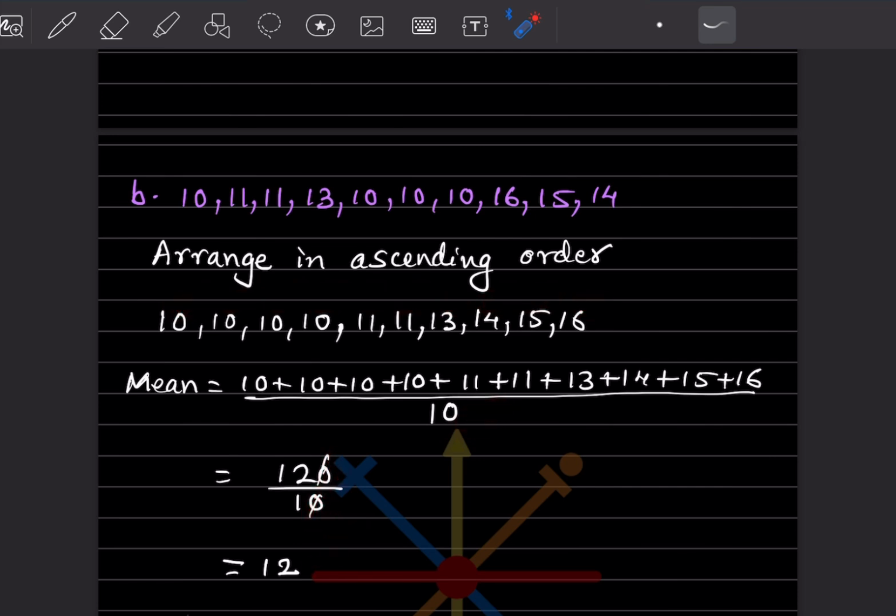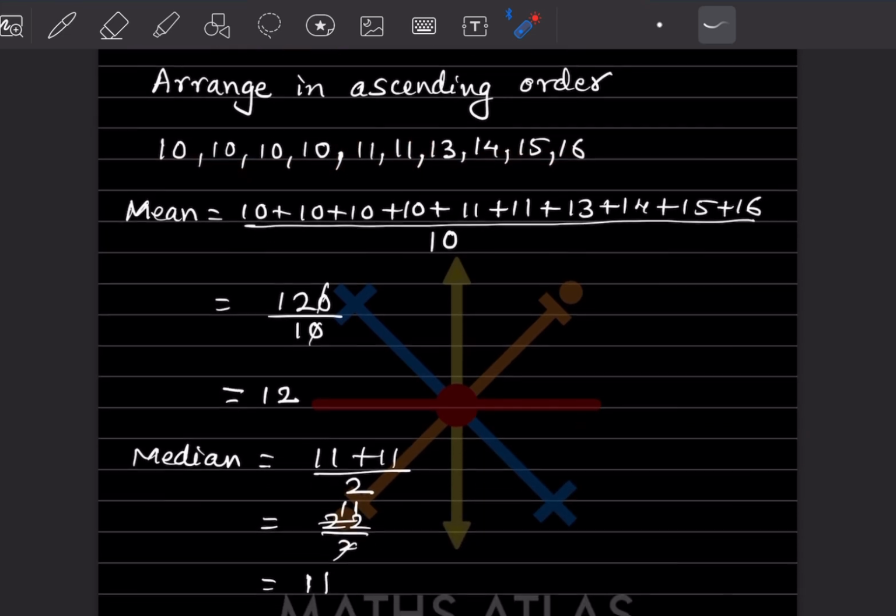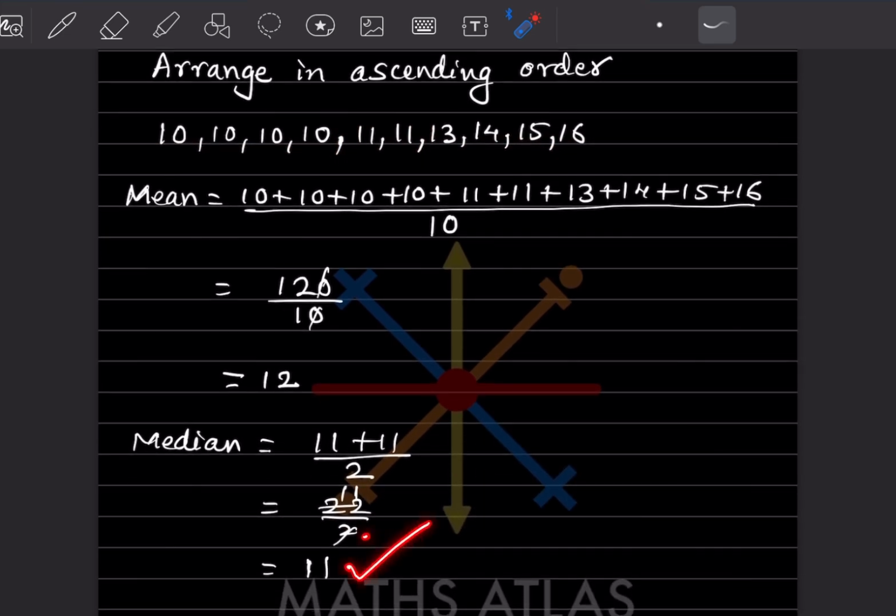And the median: here there are 10 numbers, so you will take this one and this one, and these are the middle pair. So 11 plus 11 divided by 2. So that will be 22 divided by 2. So that is going to be 11.